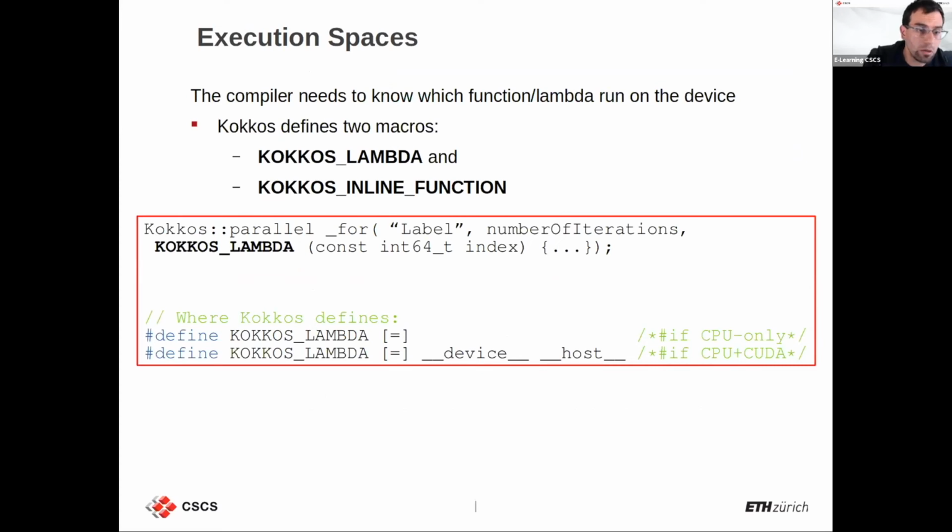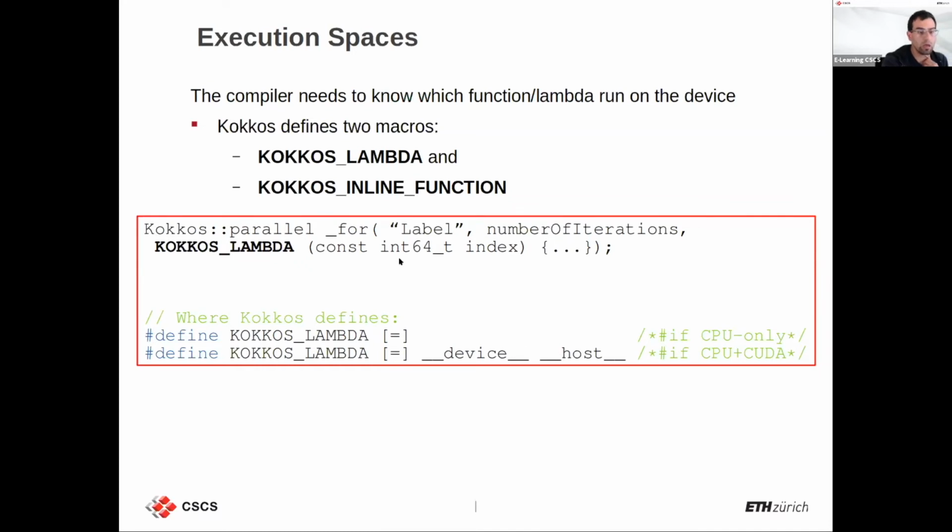So Kokkos provides these two macros, Kokkos lambda and Kokkos inline function. Kokkos inline function is for functors, Kokkos lambda is for lambdas. I'm showing only the lambda because it's much easier to see; Kokkos inline function is basically the same. It's a macro. In case of CPU, for example if you are going to use OpenMP, it will not do anything; it will only define the capture by value. But in case you are going to use a GPU like CUDA, it will define and add device and host.